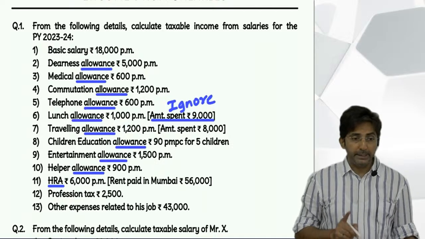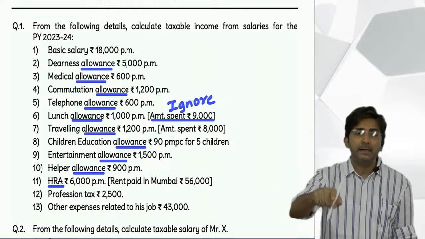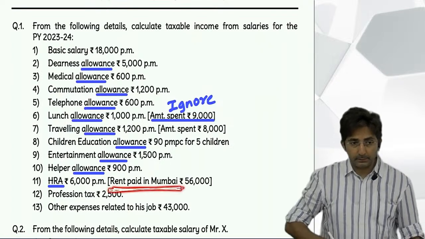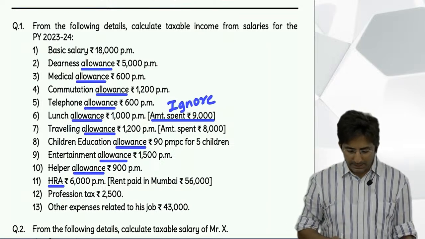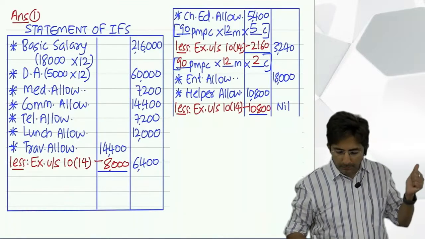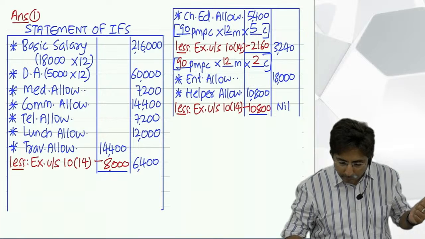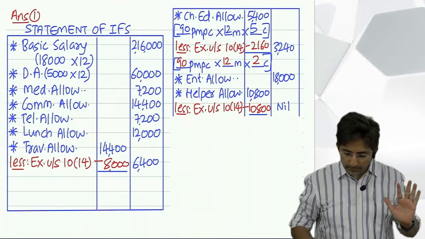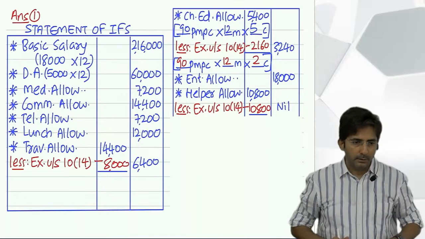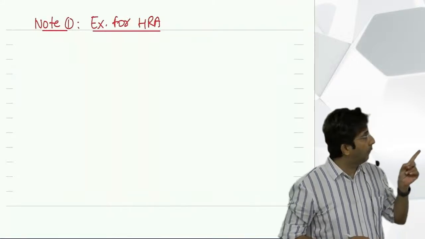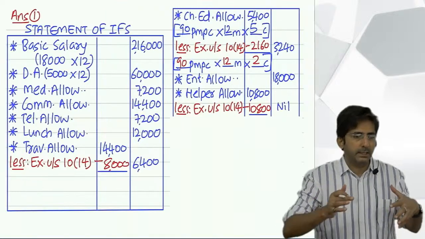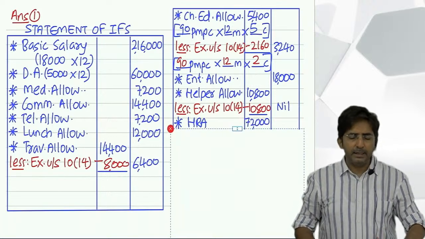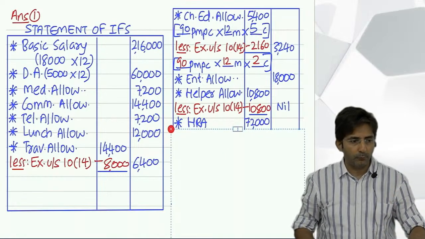HRA, house rent allowance. But be careful, HRA will be exempt only if he pays rent. Is he paying rent? Yes, he is paying rent in Mumbai, a metro city, so 50%. But HRA is a big formula, so if I try to solve it here in a limited area, it will become congested. So you can write HRA less exempt and then a working note. If you want, you can solve here also, but I am preparing a working note separately so that it does not become congested in a small statement. Trust me, it will. So you just write HRA here, and then for exemption we will prepare a working note.